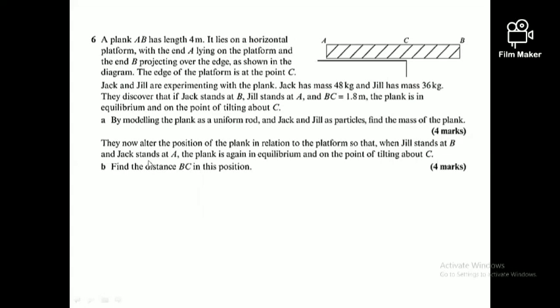Right. They now alter the position of the plank. Now you just change the position of this rod. It changes in relation to the platform so that Jill stands at B. Now here it's Jill, 36 is here, and Jack stands at A. Now here it's 48. The plank is again in equilibrium on the point of tilting about C. That means it's balancing over here. Find the distance of BC and the position. Find the distance from here to here. That's what we need to find in this question, right?